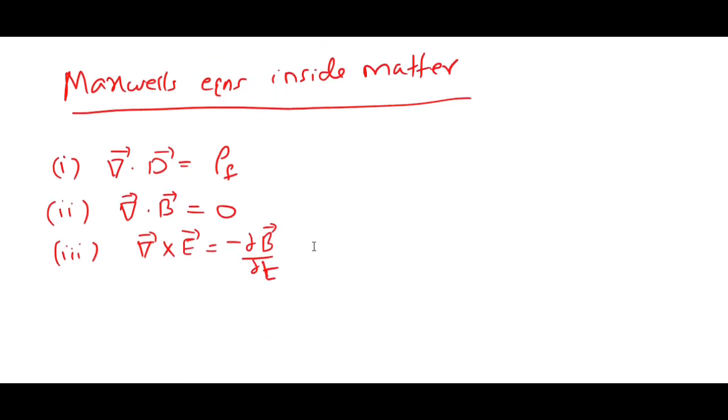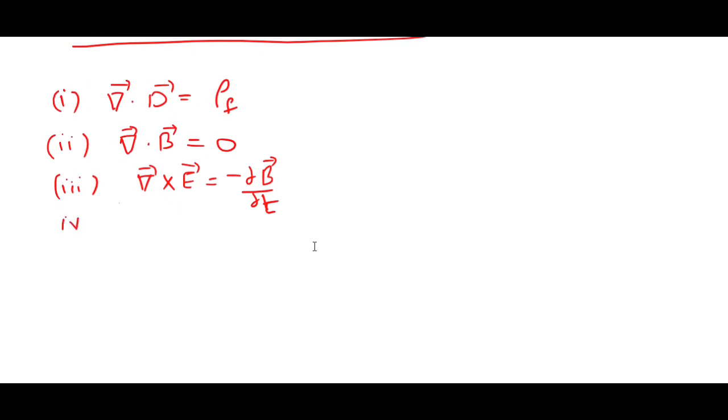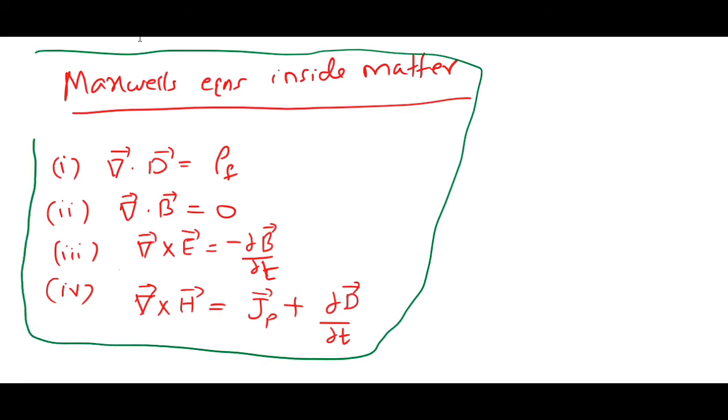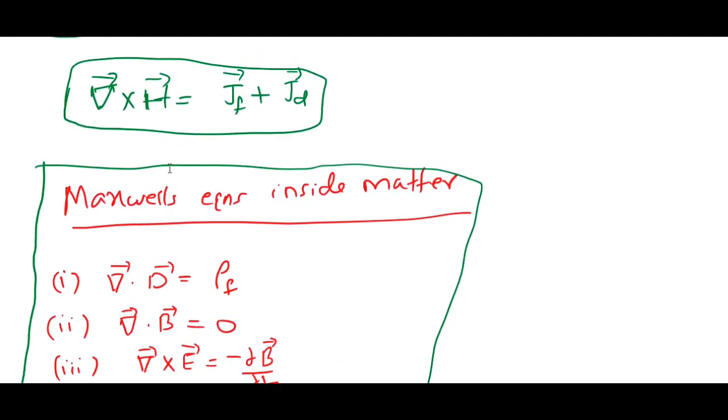And the fourth Maxwell equation is del cross H is equal to J_F plus dou D by dou t. The derivation of these equations is very important from the university examination point of view. You can expect this as an extra question, as it has been asked in previous university examinations. Now, just to summarize what we have done here.